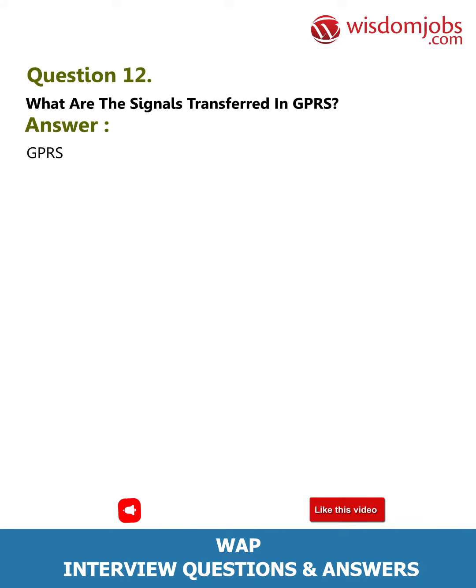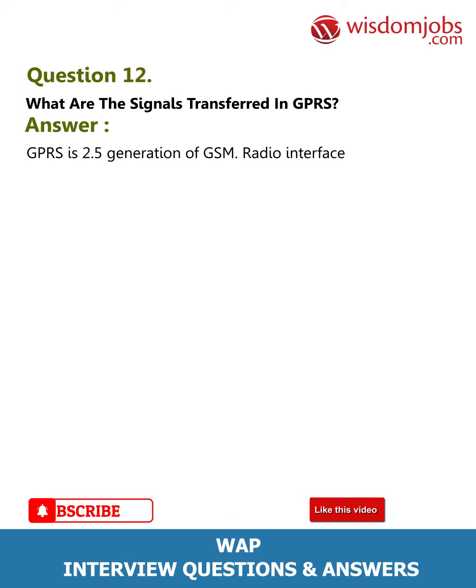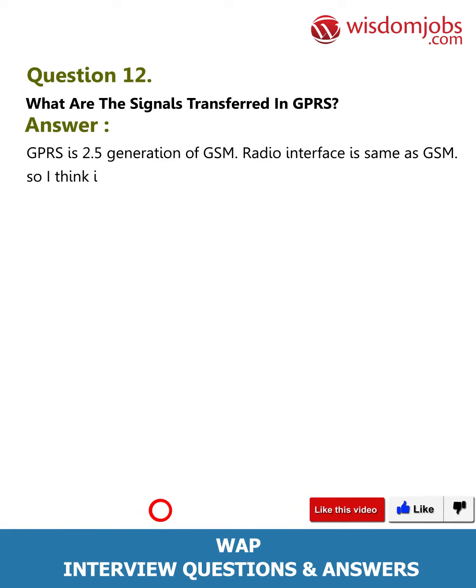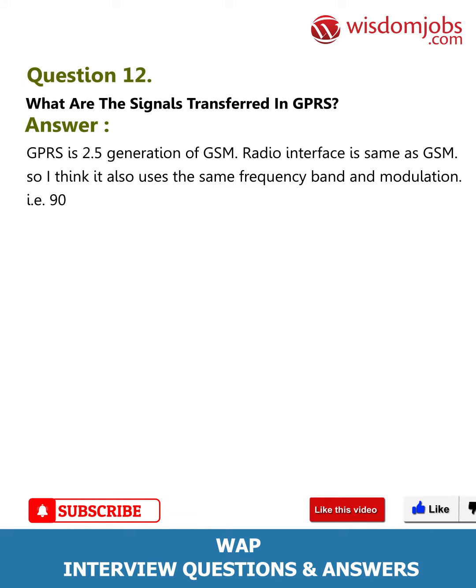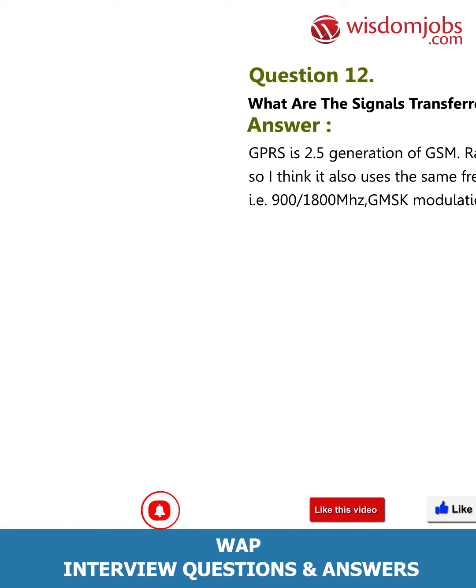Question 12. What are the signals transferred in GPRS? Answer. GPRS is 2.5 generation of GSM. The radio interface is the same as GSM, so I think it also uses the same frequency band and modulation, i.e. 900-1800 MHz, GMSK modulation.